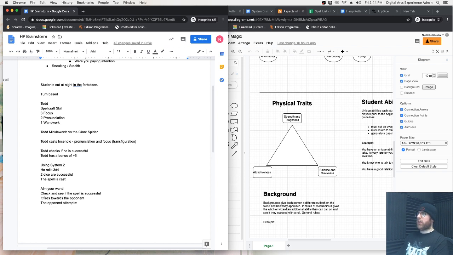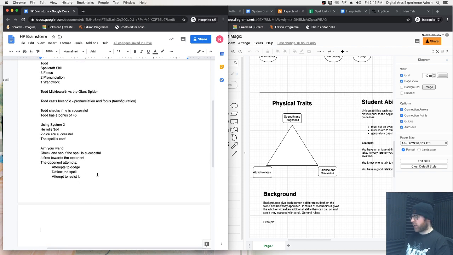Okay. So the opponent either attempts to dodge, get out of the way. They also attempt to deflect the spell. I know wizards in particular like to do that. I know when we get to later parts of the movie, they're just flinging spells around like it's nobody's business. So they attempt to deflect the spell. Depending on the spell, they attempt to resist it. So this could be a mental or a physical thing.